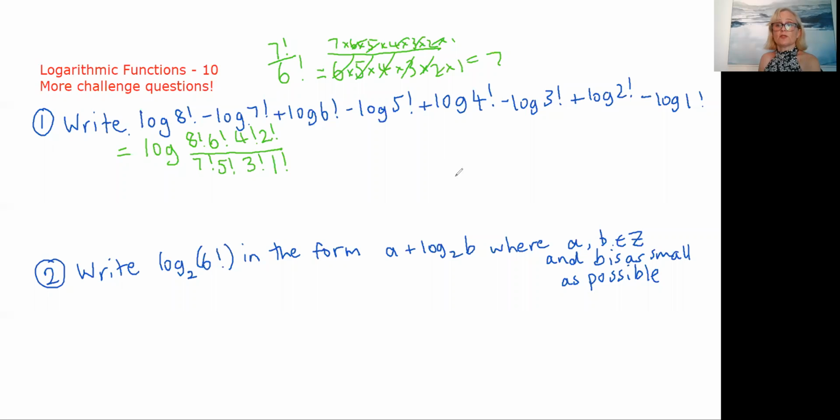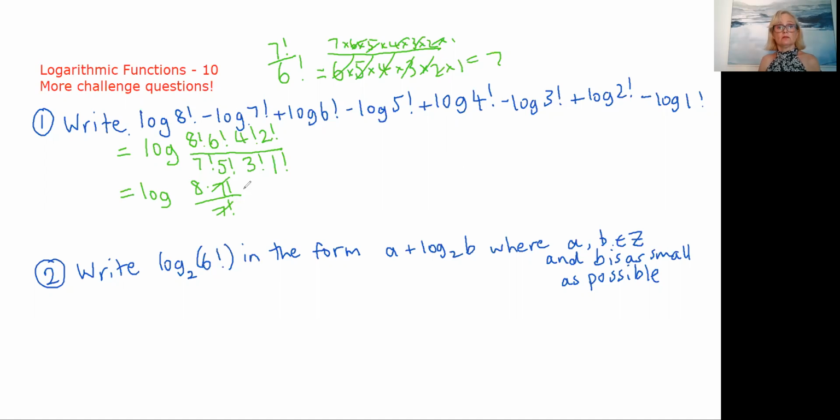So that first step is probably your most crucial step, understanding that if you're adding the logs, you're multiplying the powers. If you're subtracting the logs, you're dividing the powers. Now, the great thing here is you've got an 8 factorial over a 7 factorial. 8 factorial is 8 times 7 factorial. So that's going to cancel and give you 8.